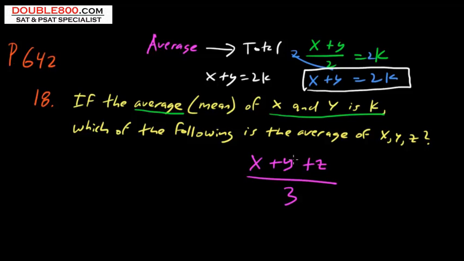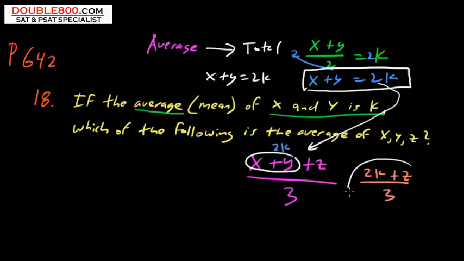So instead of stating x plus y, what do we know about x plus y? Remember that first step, we found the total. x plus y equals 2k. So we can take this 2k and we can substitute it in for the x plus y. So we end up just getting 2k, right? That's our x plus y plus z over 3. And that's our answer. It's just that simple, but you have to make the equation.